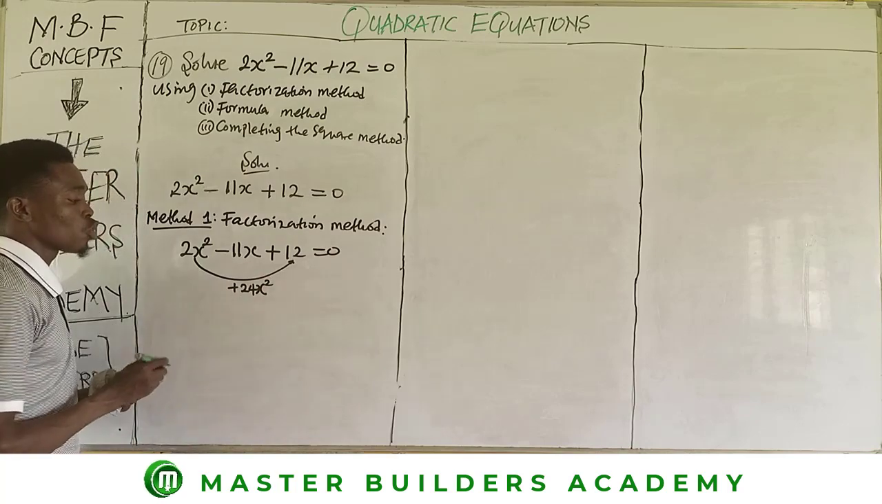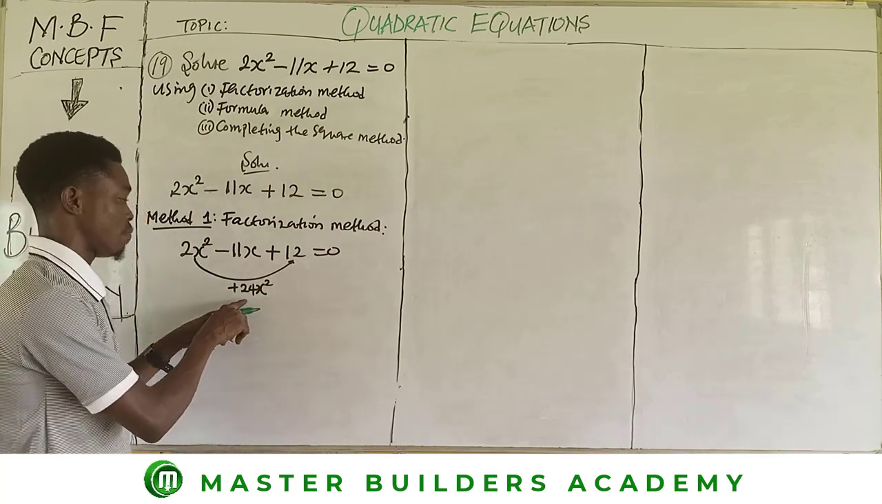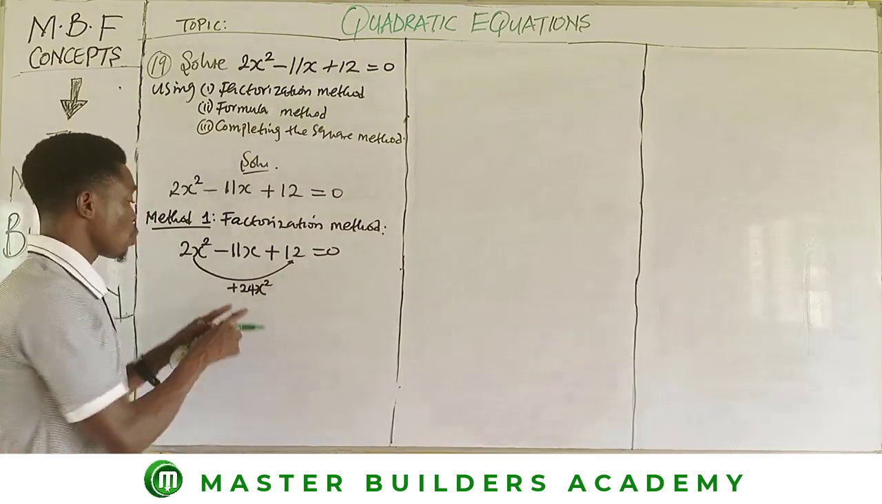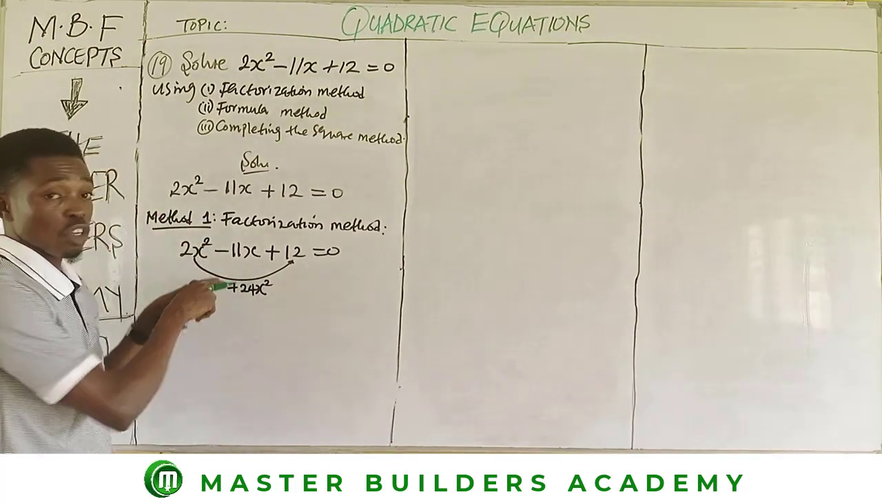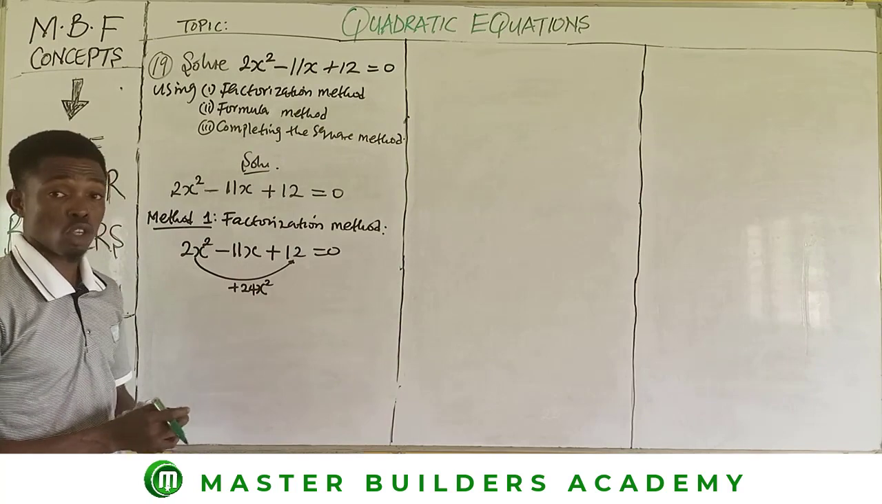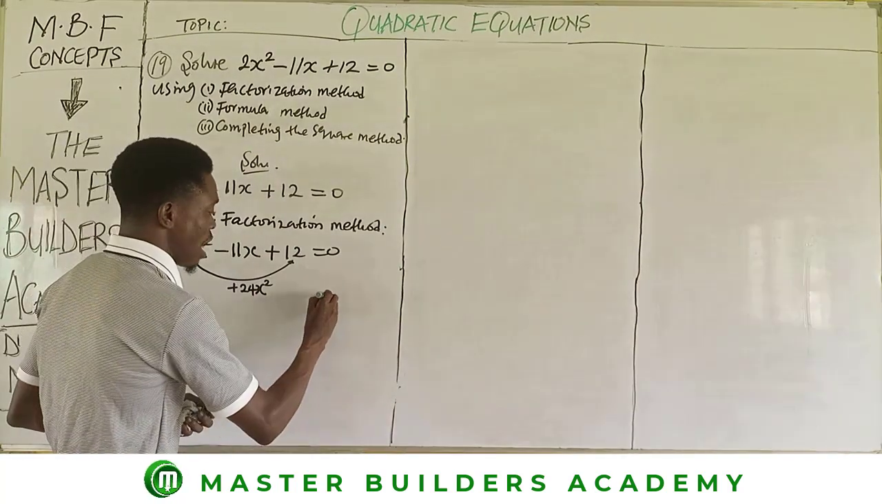Now the next thing we are quickly going to do is to get two factors of 24 such that their product will give us 24 and the sum of the factors will give us the middle term. So first of all, let's look out for the factors of 24. Now we will draw out a table.